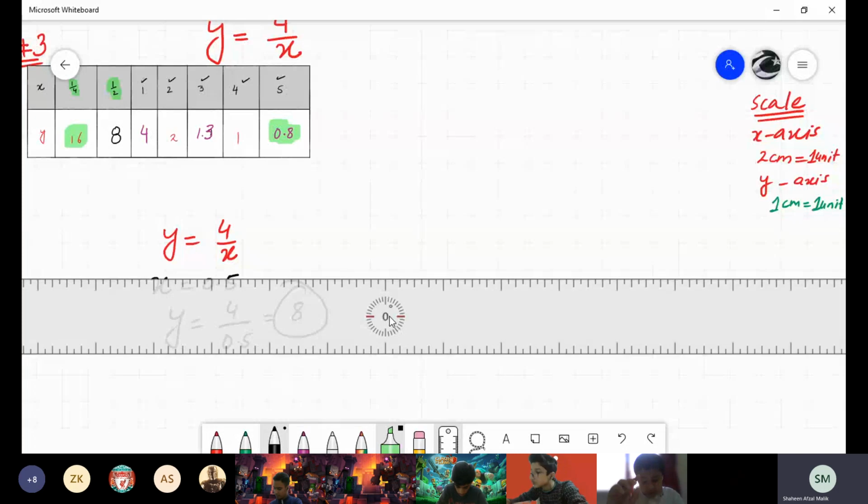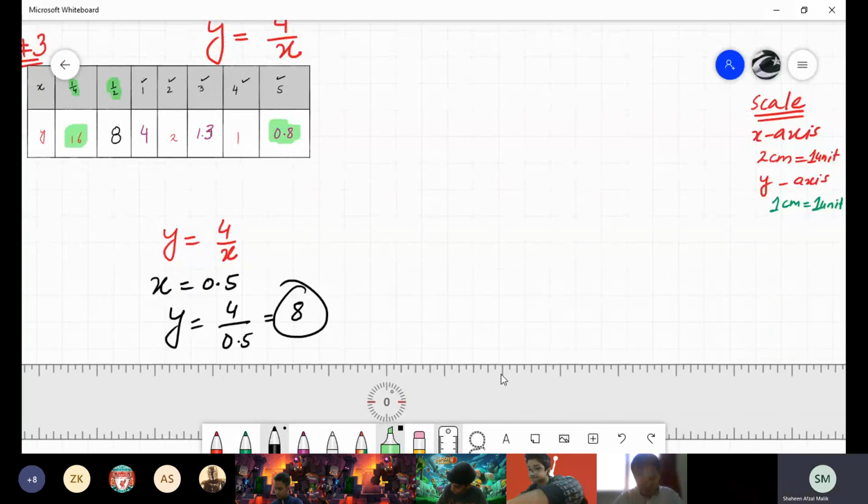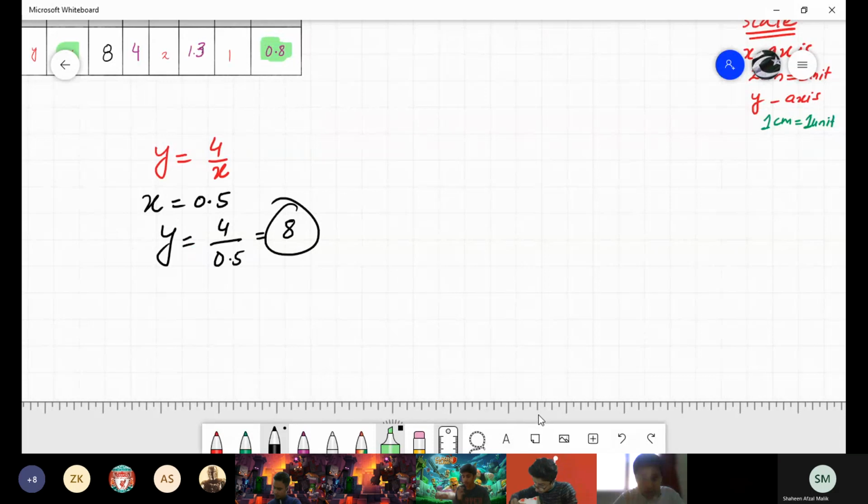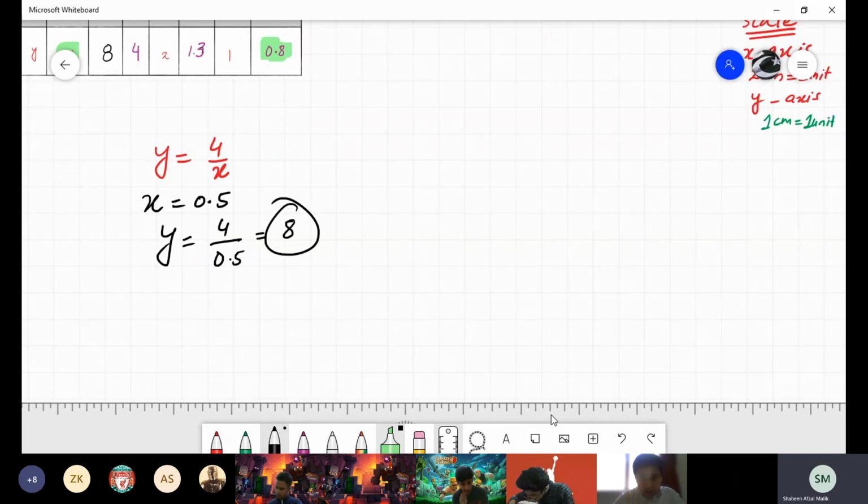Ma'am, so one big box is 1 centimeter, right? Yes, one big square, 1 centimeter. You can measure the distance too. So till 16 we have to write. Up to 16. Okay, 17 you can. Okay, ma'am.